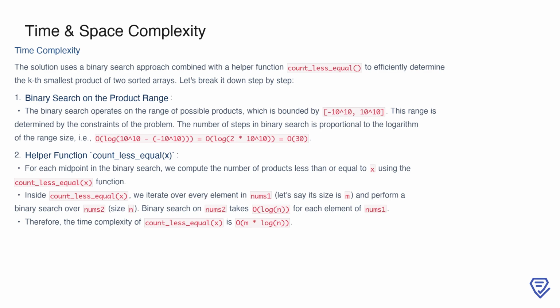Next, we have the count_less_equal(x) function. For a given midpoint during binary search, this function calculates how many products are less than or equal to x. It iterates through each element in nums1 and performs a binary search on nums2 to find matching pairs. Since iterating through nums1 takes m steps, and each binary search on nums2 takes O(log n), the total complexity of this function becomes O(m * log n).